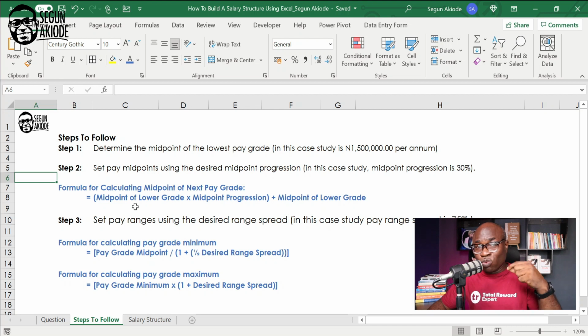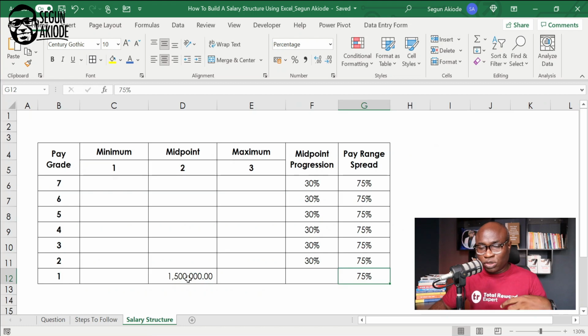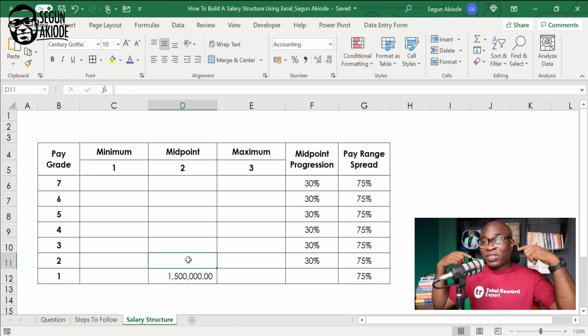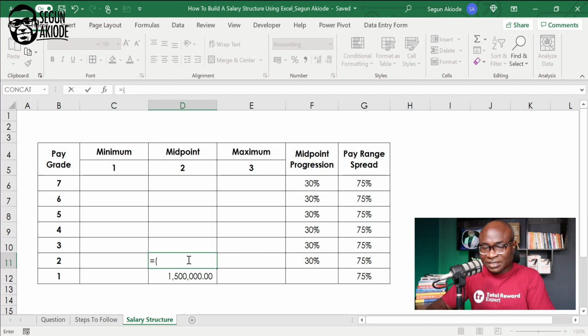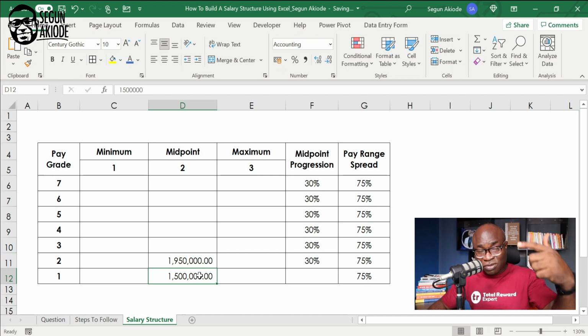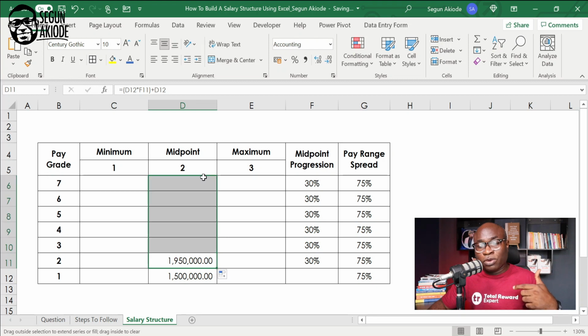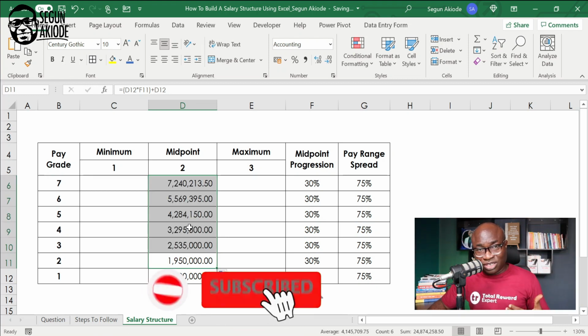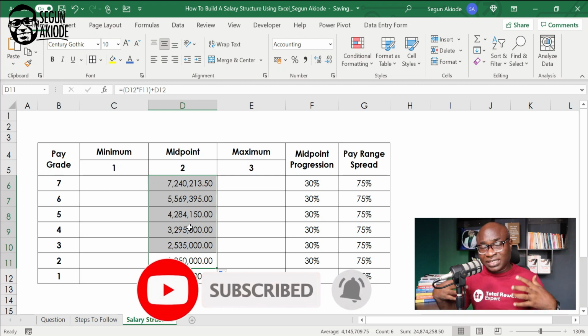In this scenario, we're using 1.5 multiplied by 30% plus 1.5. So what do I mean? We want to get the midpoint of the higher grade. This will be equal to this: we point to the midpoint of the lowest grade, multiply by 30%, I've already formatted that as a percentage, plus the midpoint of the lowest grade. So that gives us the next midpoint for the next grade. And you can autofill this particular formula up to get to the 7th grade. So all the midpoints have now been sorted out.